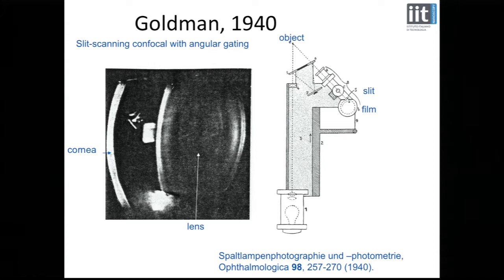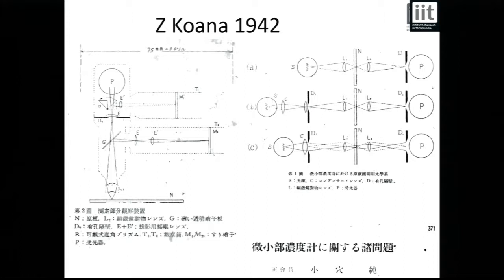The other one I wanted to show was this one from 1942. This is a Japanese paper, in Japanese, by Koana. You can see from these diagrams the similarity with the previous ones I've shown. This is the pinhole, so this is also a confocal system. But it was a confocal microphotometer system. What he wanted to do was to measure accurately the strength of this light, and he realized that if he put this pinhole here, he could get rid of stray light. Just like I described, the confocal pinhole gets rid of this stray light.